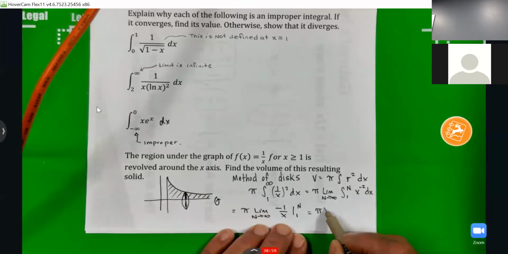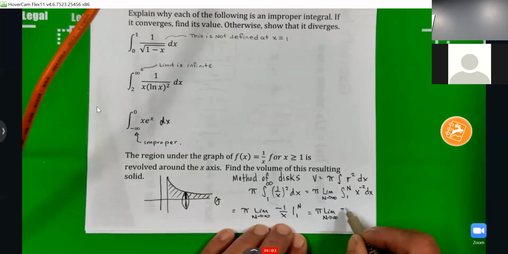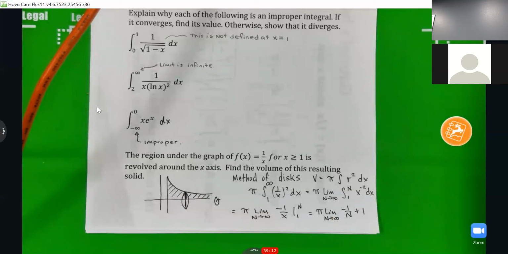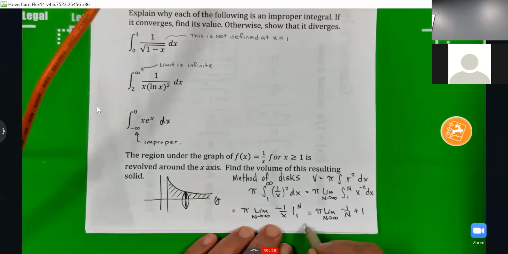That's pi times the limit as n goes to infinity, negative 1 over n, minus a minus gives me plus 1. As n goes to infinity, negative 1 over n, my gosh, goes to 0 pretty quick. 1 over infinity becomes 0. So this first term is going to be 0. My limit then is just 1. This thing has a volume of pi cubic units.